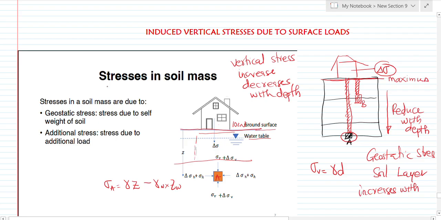In here we are looking at stresses in soil mass. Stresses in soil mass are due to either the geostatic stress or the additional stress. When you put these two stresses together, you get your total stress. As we move on, we are going to look at the combination at a particular depth. We're going to find the geostatic stress, then we are also going to find the additional stress, which we call the stress increase, and it's as a result of a structure placed on the soil. Do you get it?